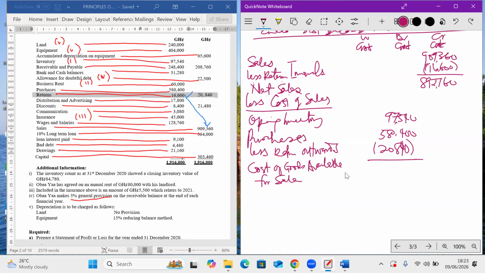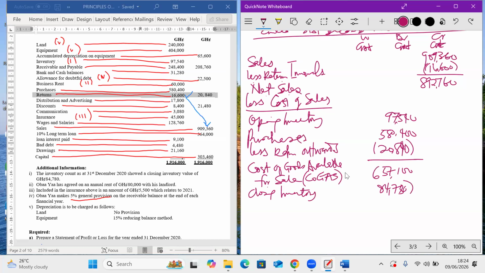Yes, 97,540 plus 580,400 minus 20,840. What do you have? 657,100. This is called cost of goods available for sale, or COGAS. Then you bring your closing inventory. What's the closing inventory? 84,780. So this is what you should know.